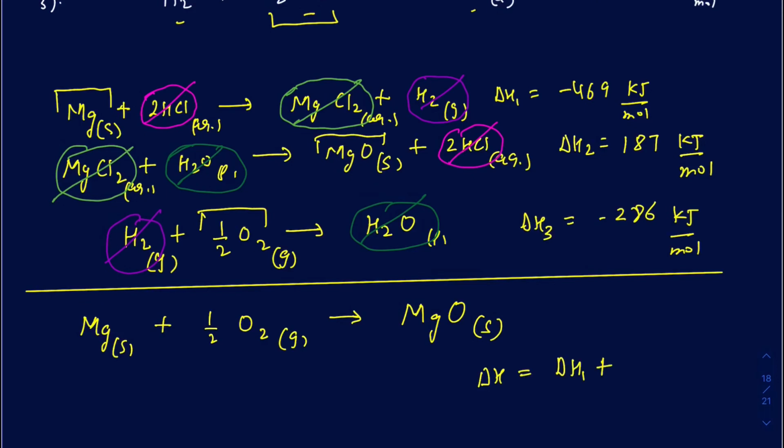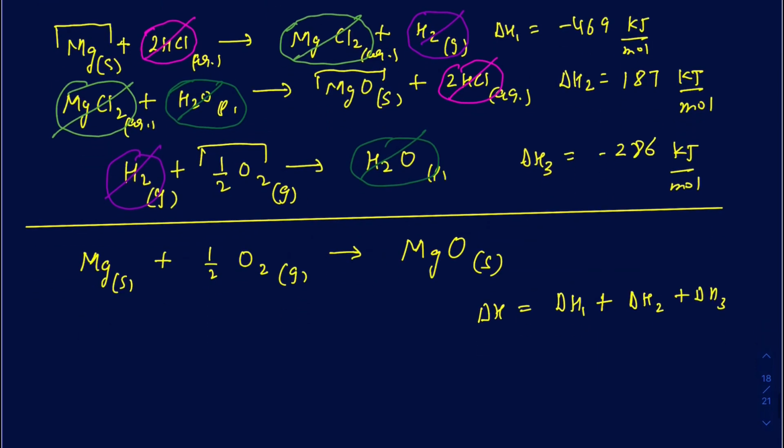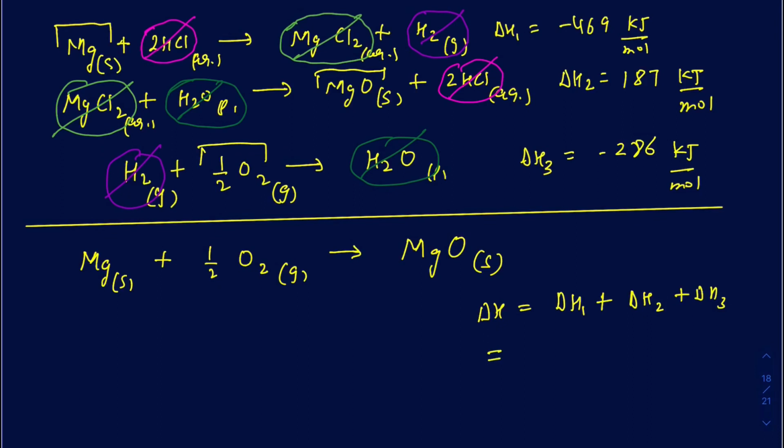Now your delta H for this reaction is going to be the sum of all those three delta H's. So delta H1 plus delta H2 plus delta H3, and your delta H1 is minus 469, your delta H2 is 187, and your delta H3 is minus 286. So remember, your delta H3 was already given to you. You didn't have to do any experiments to find that. So I got negative 469 plus 187 minus 286, and it comes out to be minus 568 kilojoules per mole.